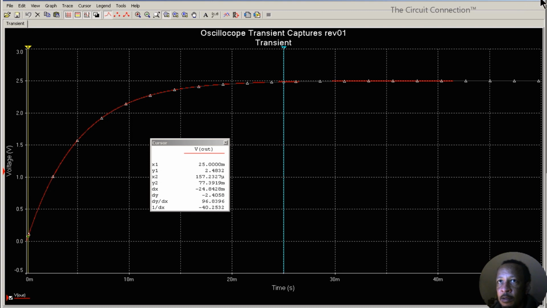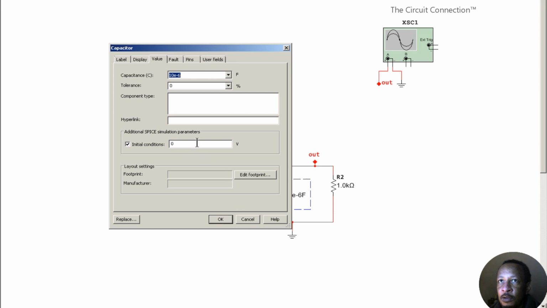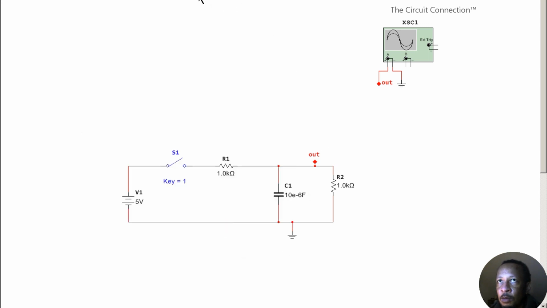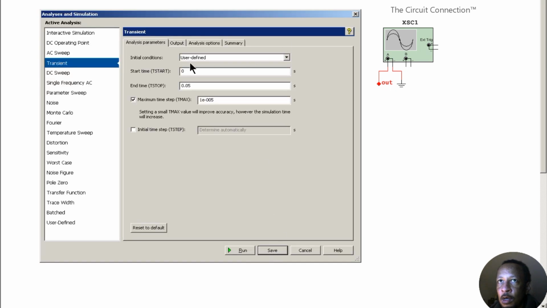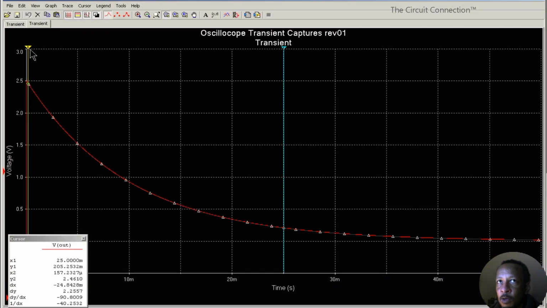That's what we'd expect. Now for the discharge, I'm going to open the switch, and as far as the discharge is concerned, I'm going to put in here 2.5 volts for initial condition because that's where it was. And with that initial condition, I'm going to make sure that this is user defined, and I'm going to go ahead and do the same type of graph again. Let's see what we get. So this is what we get here.